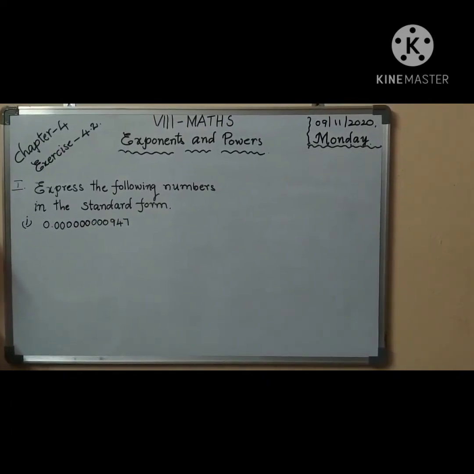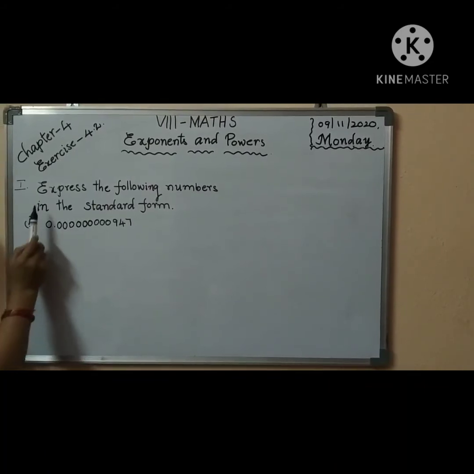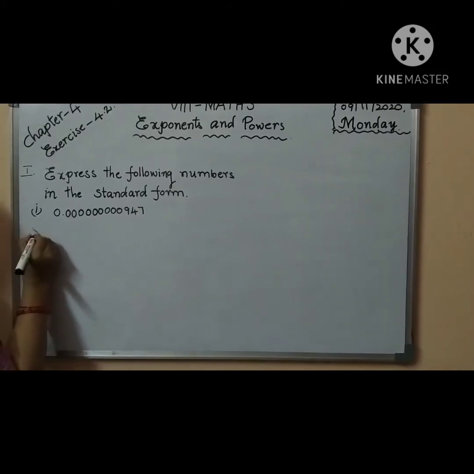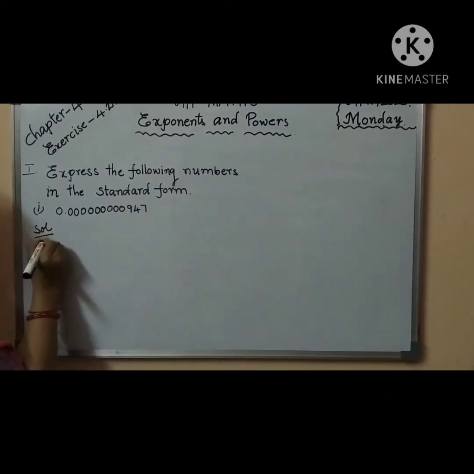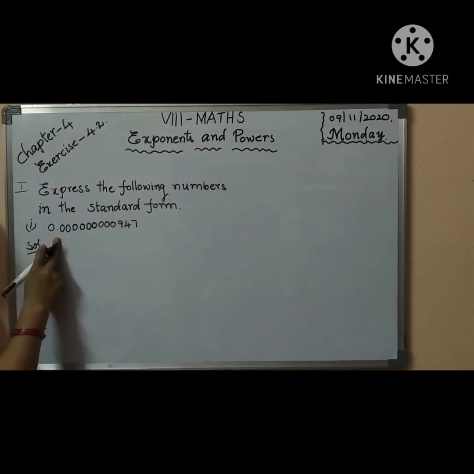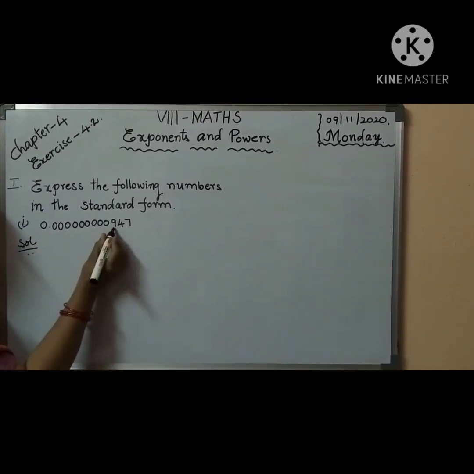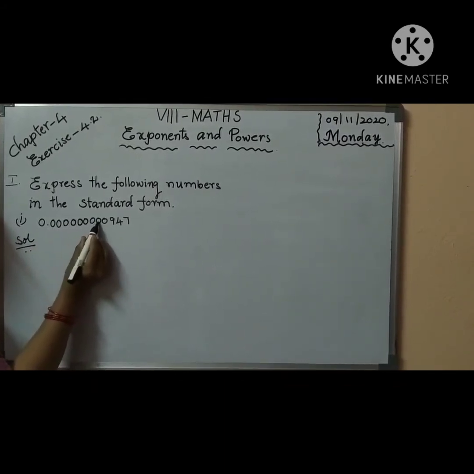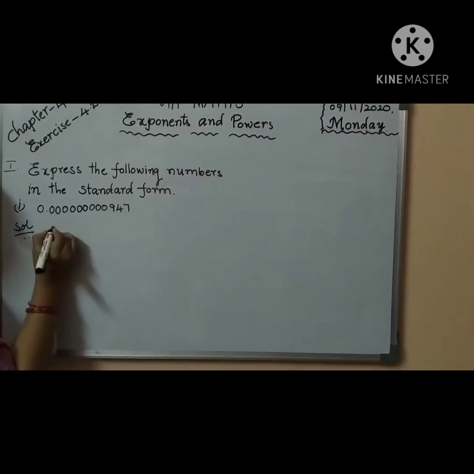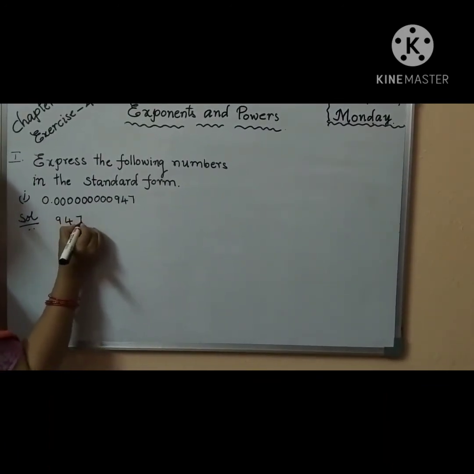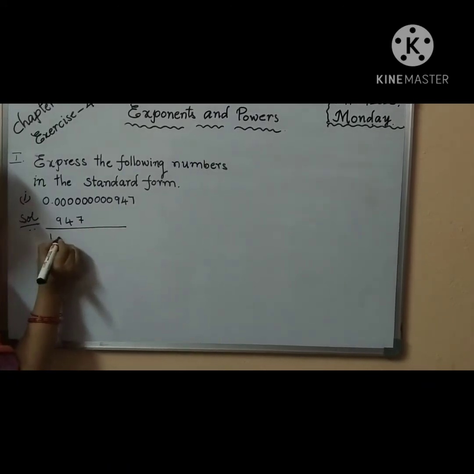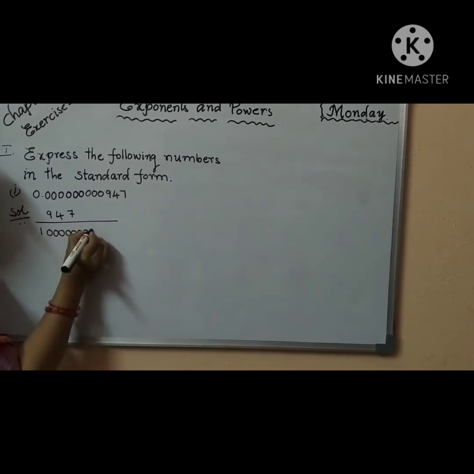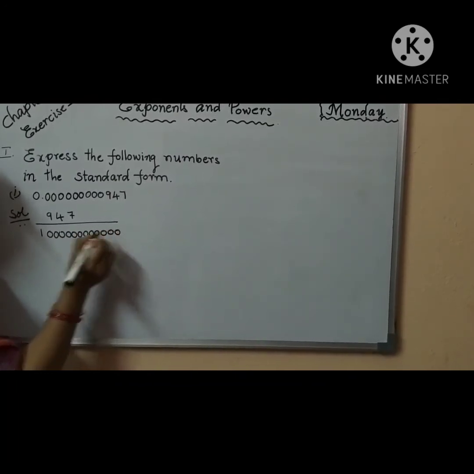So it is exercise 4.2, first Roman, first one. Express the following numbers in the standard form. So here write the solution. First it is a decimal number, change it to a proper fraction. So here, after the point, how many digits are there? 1 2 3 4 5 6 7 8 9 10 11 12. So here write 947 by 1 after 12 zeros. 3, 4, 5, 6, 7, 8, 9, 10, 11, 12 zeros.